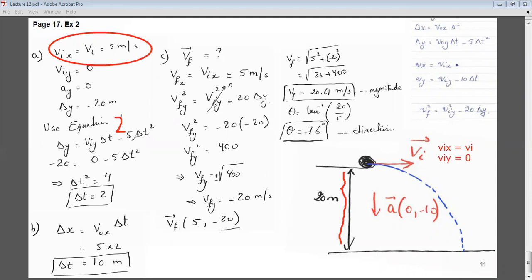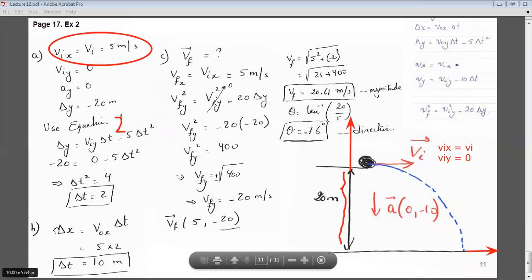Delta y is equal to v initial y delta t minus 5 delta t squared. Delta y is minus 20 because we take the y-axis upward. Okay, always take the y-axis upward. This is y-axis and this is x-axis. So minus 20 is equal to v initial y, which is 0, minus 5 delta t squared. You do the calculation, delta t is 2. Here it should be plus or minus 2, but time can never be negative, okay?